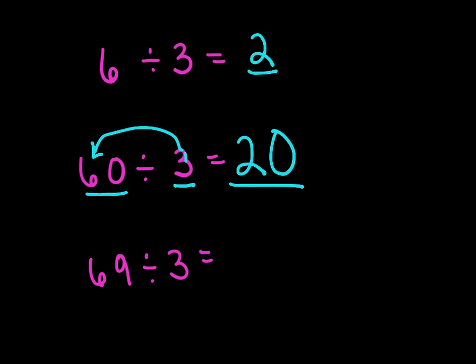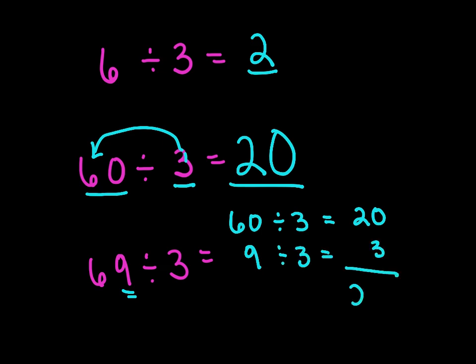The same thing we can do here. We can say 60 divided by 3 is 20, and we're left over with the 9, so we say 9 divided by 3 is 3. We add it up, and we get 23.